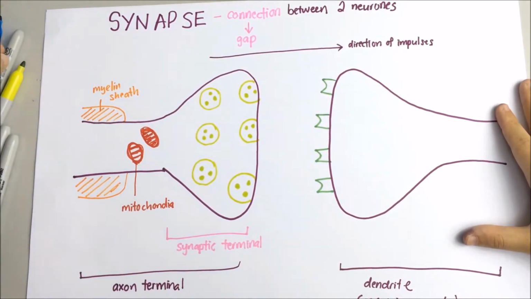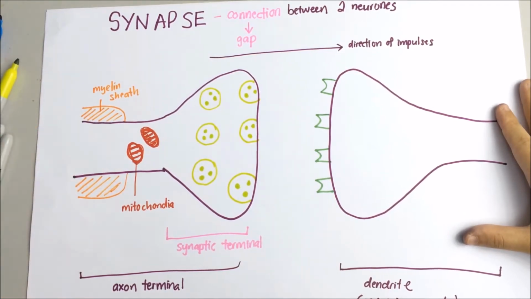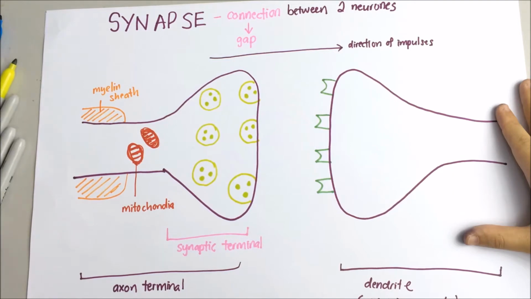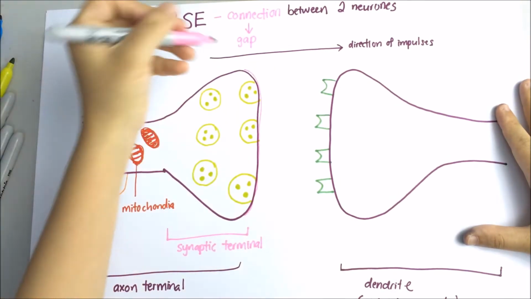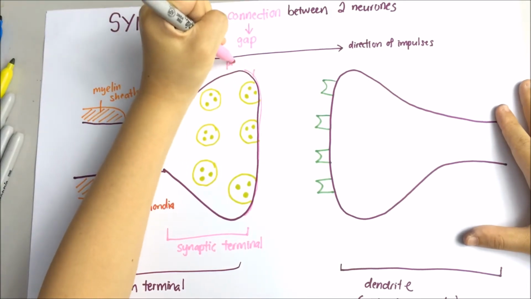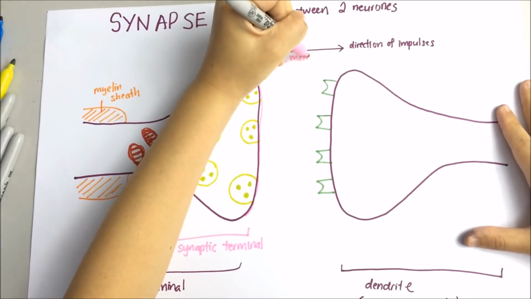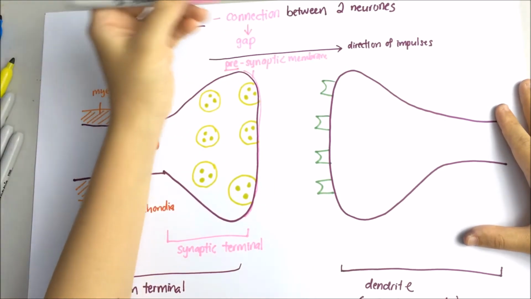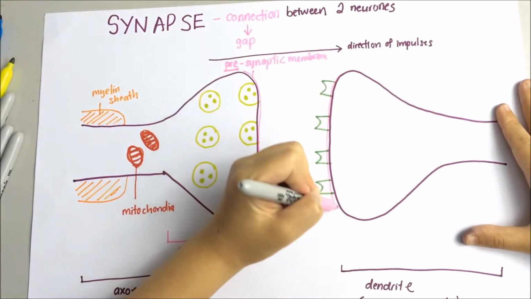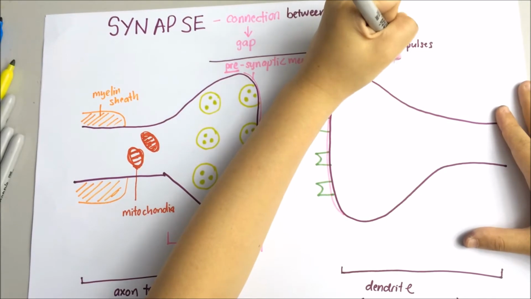Like any other neuron, this neuron also contains a myelin sheath and mitochondria. And this is the presynaptic membrane. Pre means before, so the gap is the synapse, and the membrane right before the synapse would be the presynaptic membrane. This is the postsynaptic membrane. Post means after. So after the gap, it is the postsynaptic membrane.